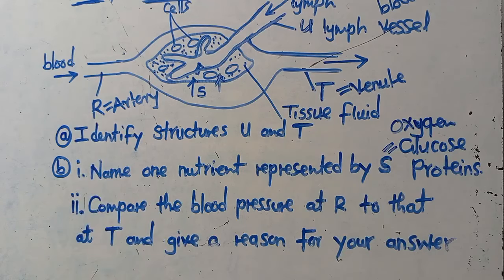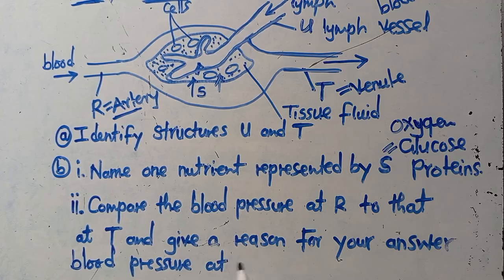How is the blood pressure? Since these are arteries, you need to understand that arteries carry blood at a very high pressure. So what are you going to do? You just say blood pressure. You tell them that blood pressure at R. Blood pressure at what? Blood pressure at R is very high.